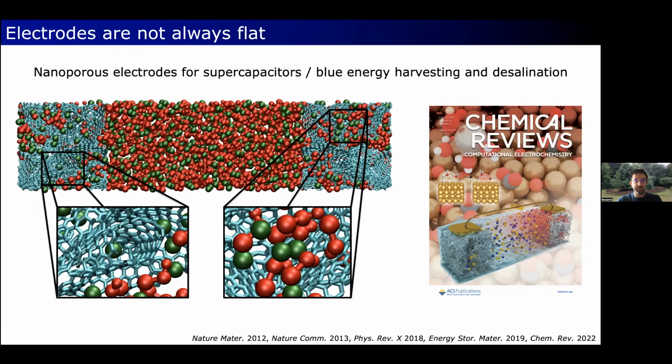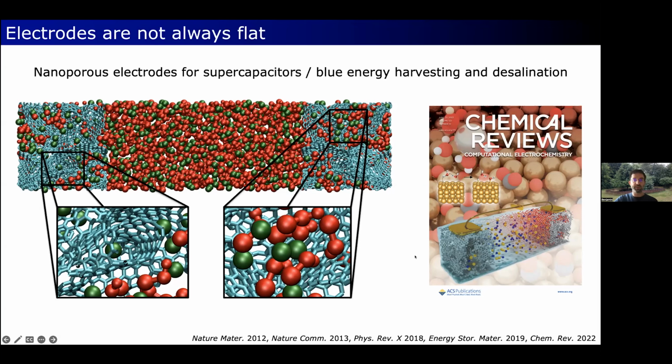And so many features related to the charging process are in fact related to the porosity, the nanoporosity. I'm not going to discuss that today because it would be a completely different talk. It could be a topic for another mixed gen series. But if you're interested, you can have a look at these review articles that we wrote last year.